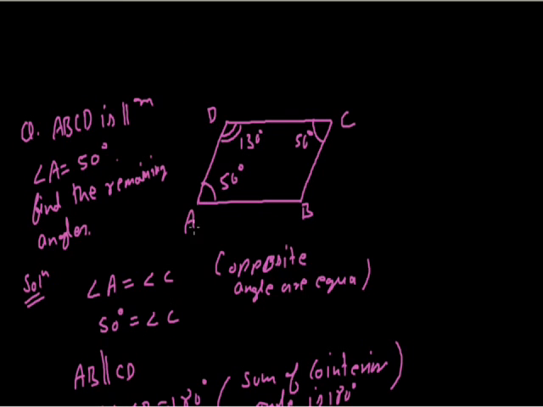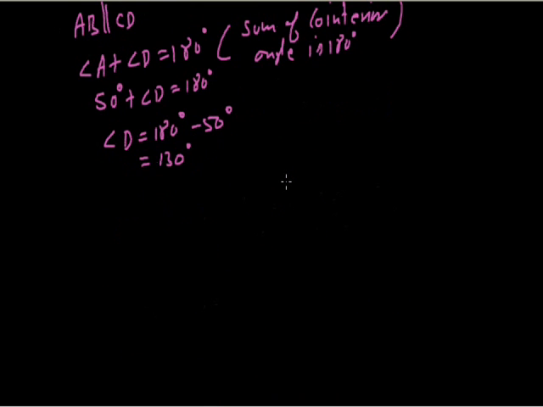Now again we know that in a parallelogram opposite angles are equal. So angle D is 130. So that's why angle B is also 130, because angle B and angle D are equal. In a parallelogram, opposite angles are equal. That is, angle B should be equal to angle D. As angle D is 130 degrees, angle B is also 130 degrees.